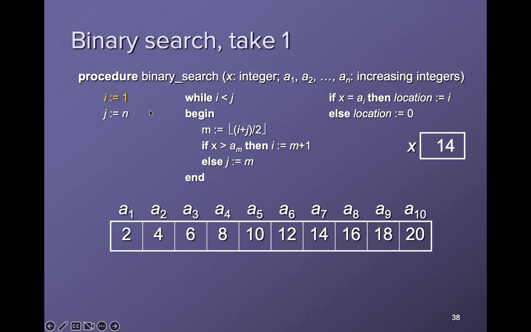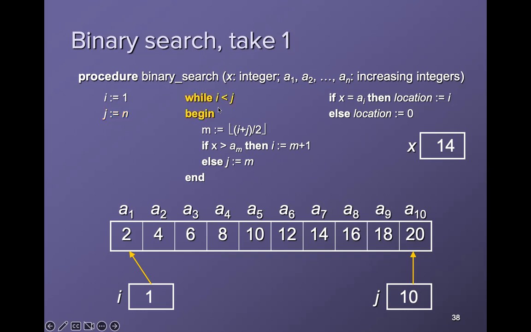The first thing is we have the initialization. We set i equal to 1. So we will start with the first position in the list, and another index j as the last element in the list. So we have i equals 1, the location of the first element, and j equals 10 as the location of the last element.